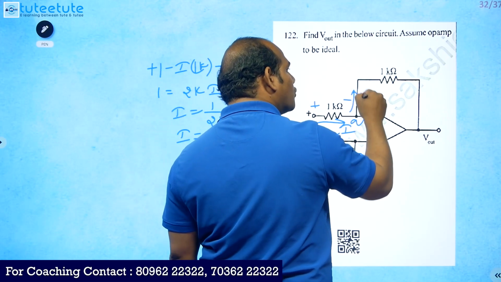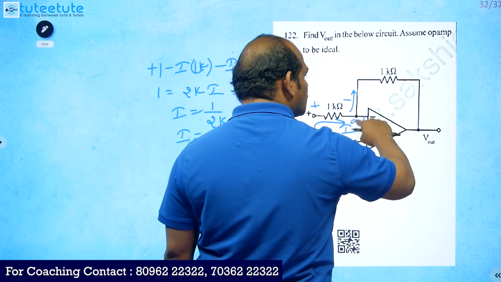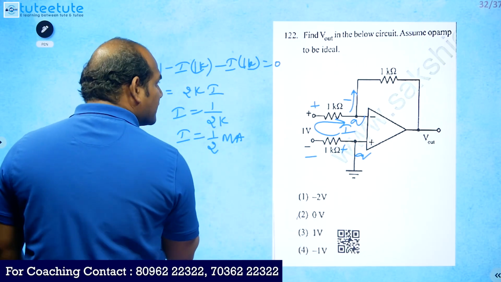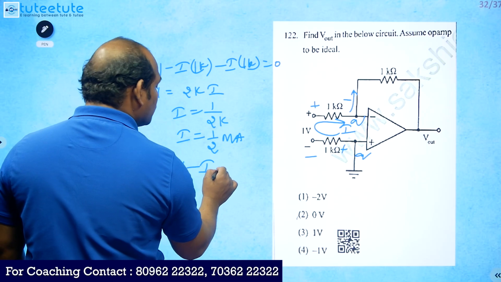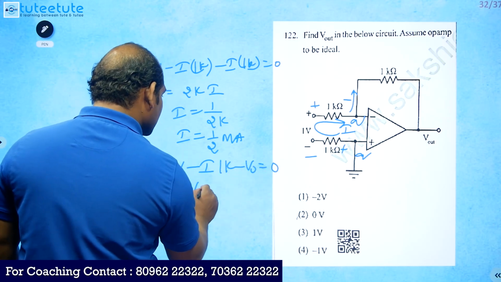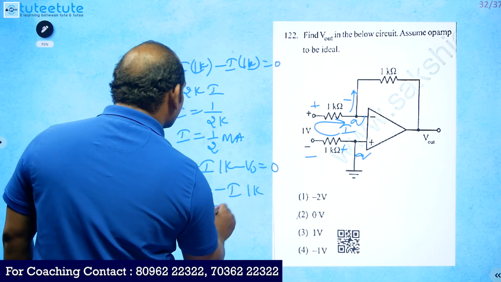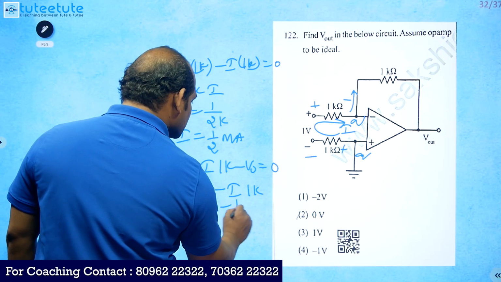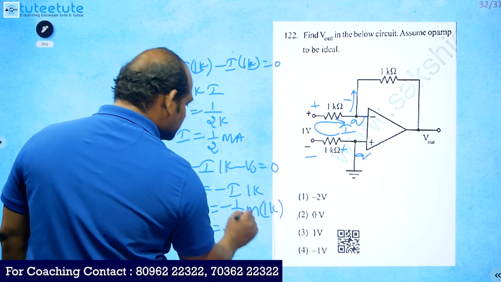So the same, I should go through this 1k. This 1k is available between 0 volts and V0. So we can take 0 volts minus I into 1k minus V0 is equal to 0. So V0 is equal to minus I into 1k, and I we already got as 1 by 2 milli. So 1 by 2 milli into 1k, so we got here minus 1 by 2.